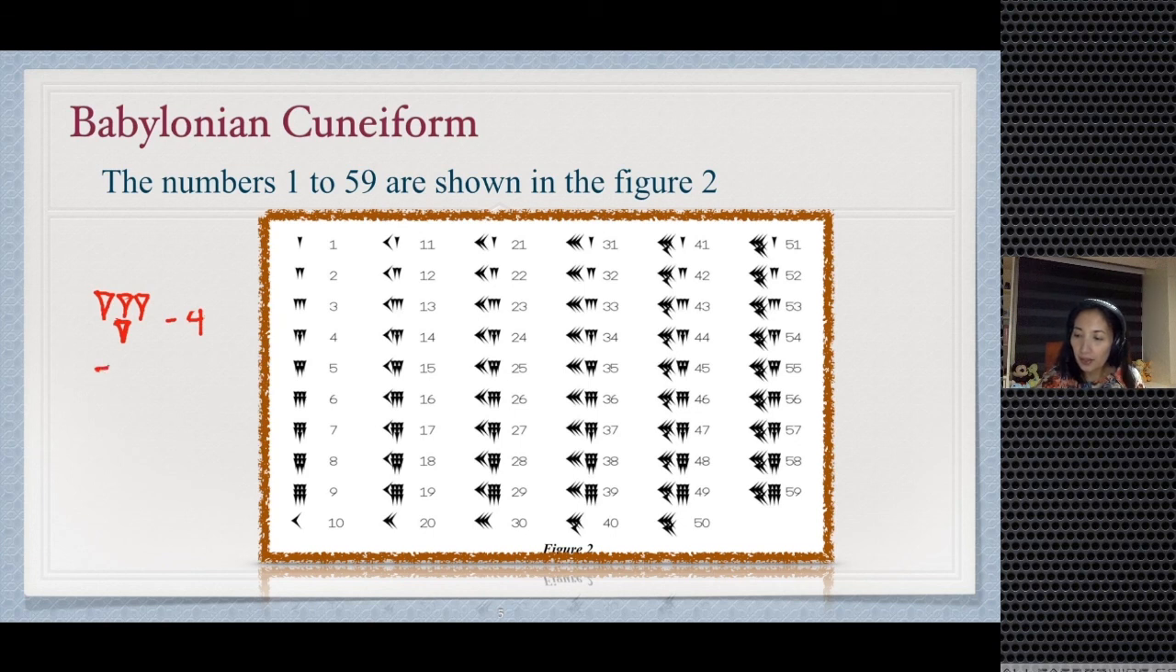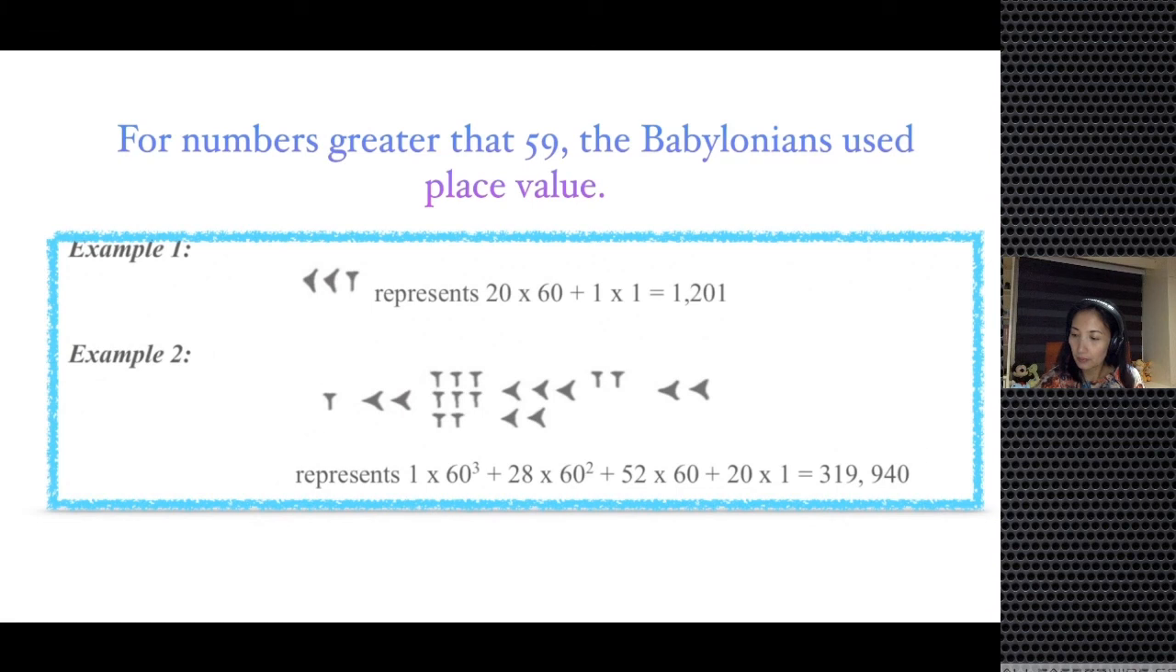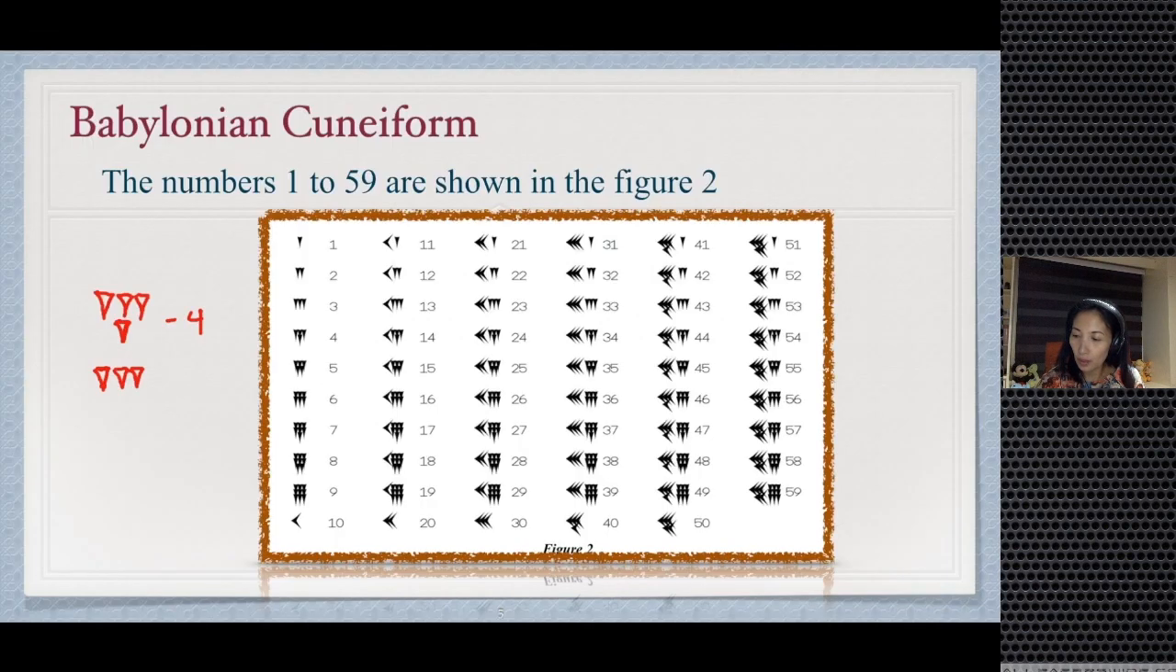The first row consists of 3 vertical wedges, and the remaining two are written just below. So this is how 5 is written in the Babylonian cuneiform. So the succeeding numbers are then written in this manner.